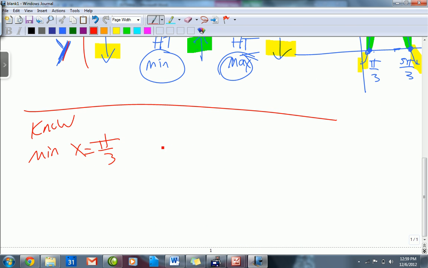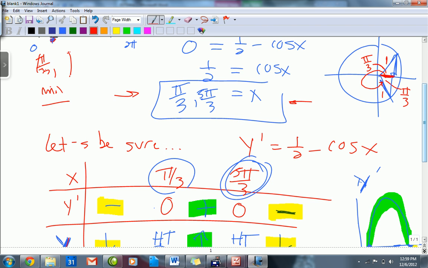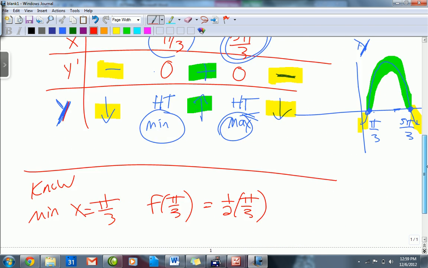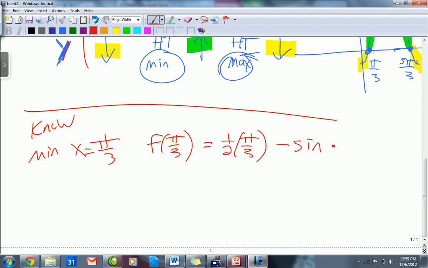So it's going to be 1/2 of pi over 3 minus sine of pi over 3. Right? So 1/2 of pi over 3, of course, is pi over 6, minus the sine of pi over 3. What's the sine of pi over 3? Let's go back to the unit circle, right?